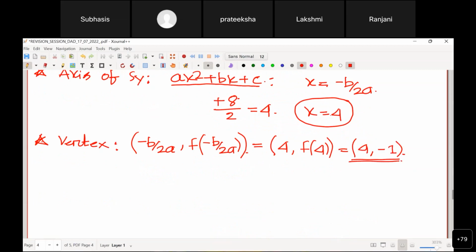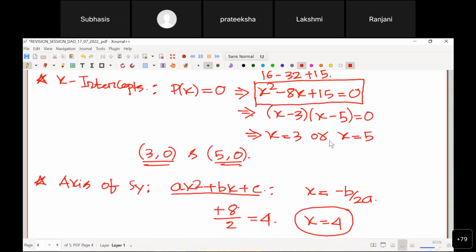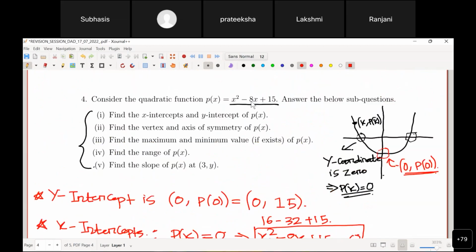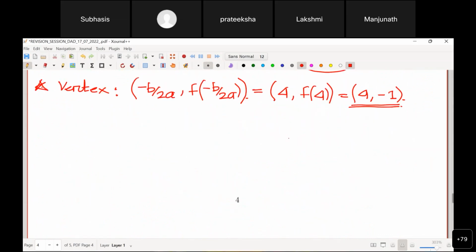Now we have enough information to draw this quadratic function. We know the x-intercepts, we know the axis of symmetry, and we know the vertex. Does this quadratic function open downwards or upwards? Upwards, because the coefficient of x square is positive, right? Yes. So since the coefficient of x square is positive, this quadratic function opens upward. Now we can easily draw it.